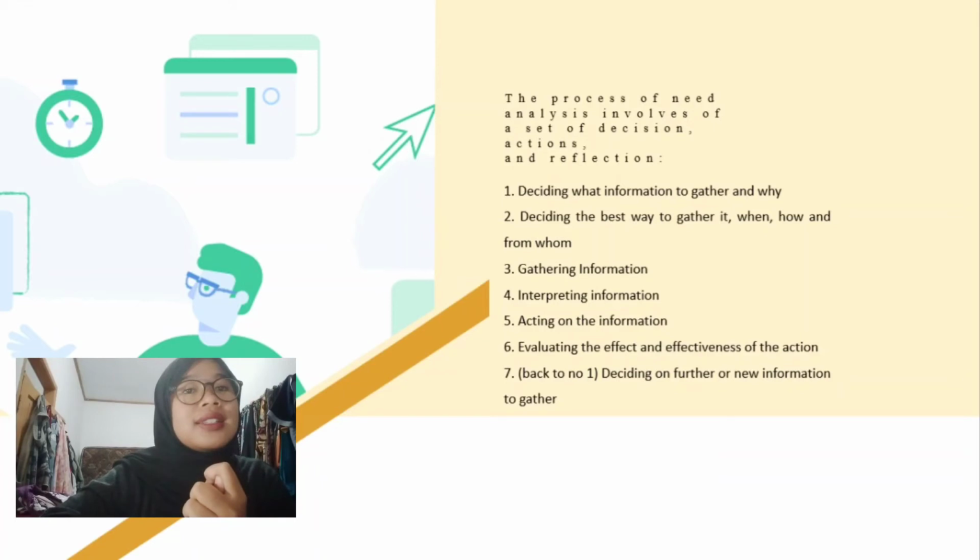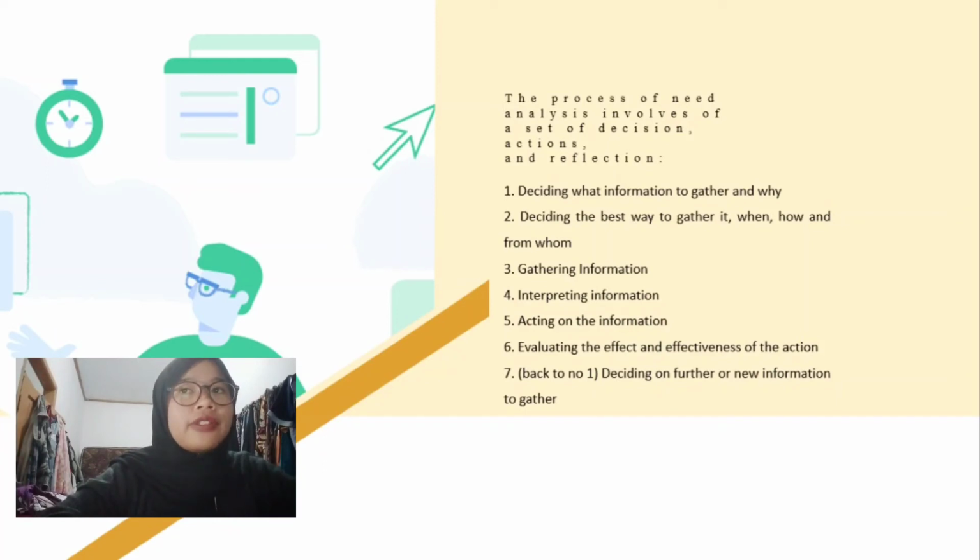And the last is deciding on further or new information together. It's about going back to number one of the process, deciding what information to gather and why. It's the first basic, or the foundation, in the process of need analysis.